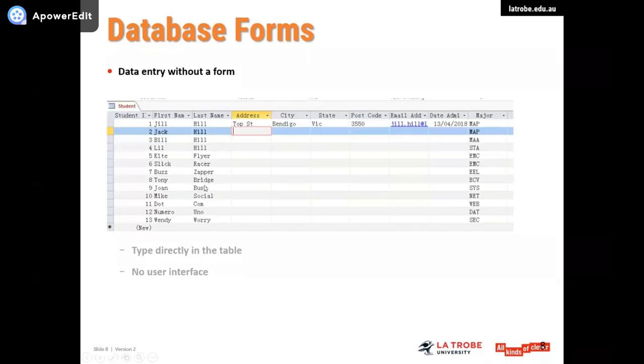This figure shows you that if you want to enter the data without using a form, you have to open your table and enter all the information one by one, line by line. It is tedious and inefficient. You have to type directly in the table, and there's no user interface. Since you are using Microsoft Access, you have the table, just like Excel, where you can enter data. But if you use some other database tools, you probably don't have this, and it will be even harder for you to enter the data. That's why you have to use the form to enter the data.